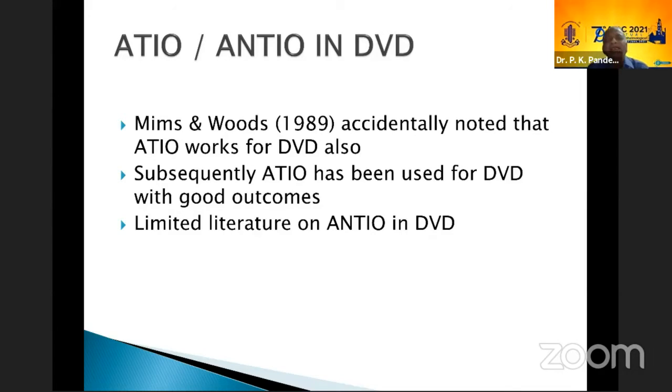As we all know, DVD is a very difficult condition to treat, and the results are always under by and large. No matter how much surgery you do, it is always something is left. So it is said that it is never cured. It is sort of elevated, but not eliminated. So it is one of those recalcitrant, difficult situations. So there, I think these two procedures came handy, and subsequently ATIO has also been used in DVD with good outcomes, and there is a lot of literature on ATIO in DVD, but literature on ANTIO in DVD is not very large. There are few studies.